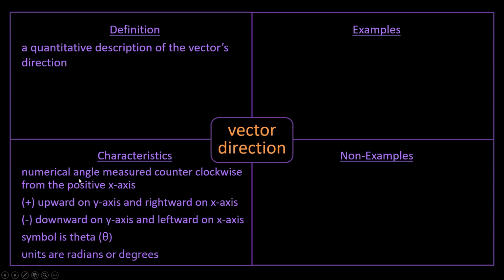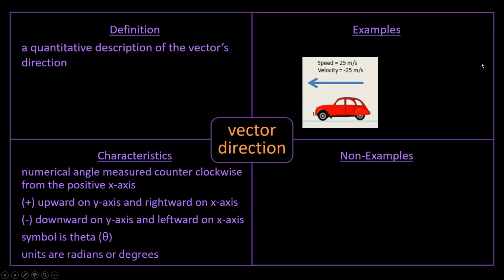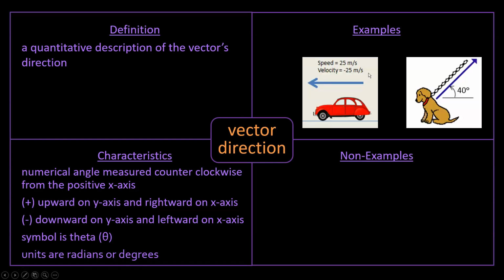Especially if we're using the numerical angle. And the units for that angle are either radians or degrees. In this class, we'll use mostly degrees. So here's an example. We have a negative sign for the car, and we have a directional angle theta of 40 degrees for the dog leash.